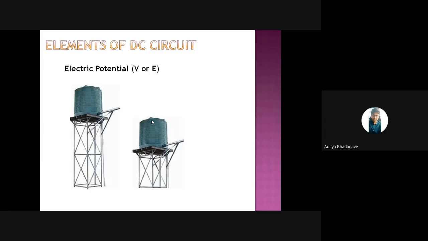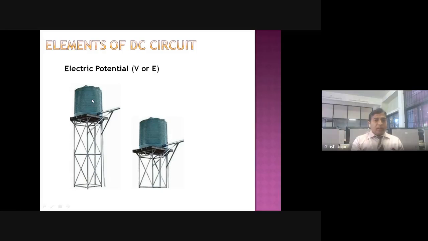A. Yes, A. Very good. The reason being, the height is more, the potential is more. Potential energy is more. And why is the potential more here for water tank A? Anybody?